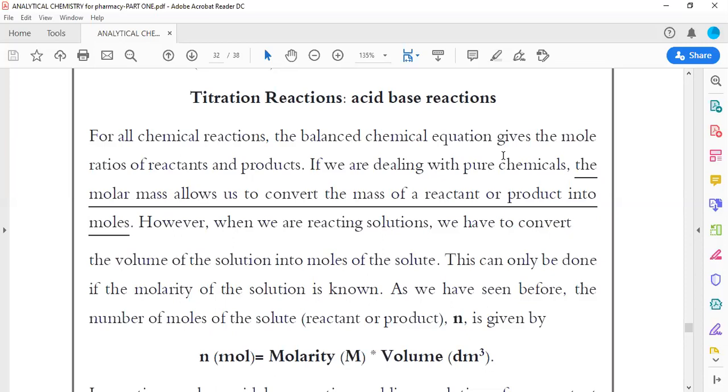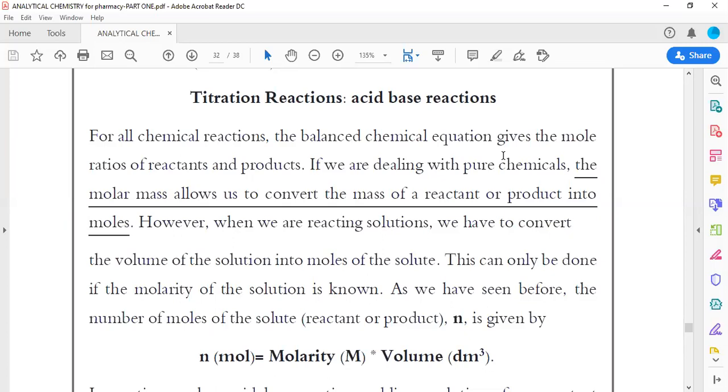But in this subject, with acid-base titration, we're talking about titration between acid and base. So what we're saying here is that for any chemical reaction, when you write a chemical equation, a balanced chemical equation gives the mole ratios of reactants and products.